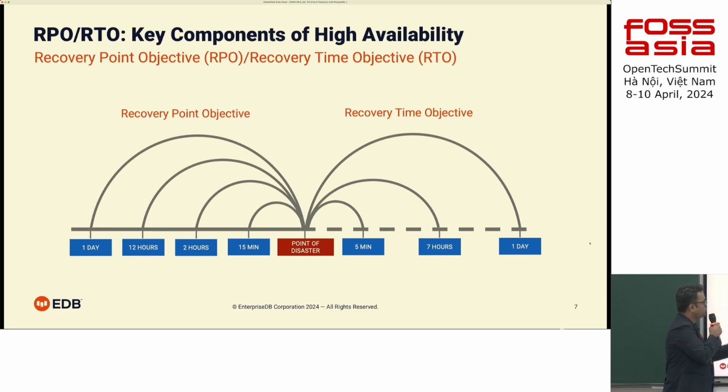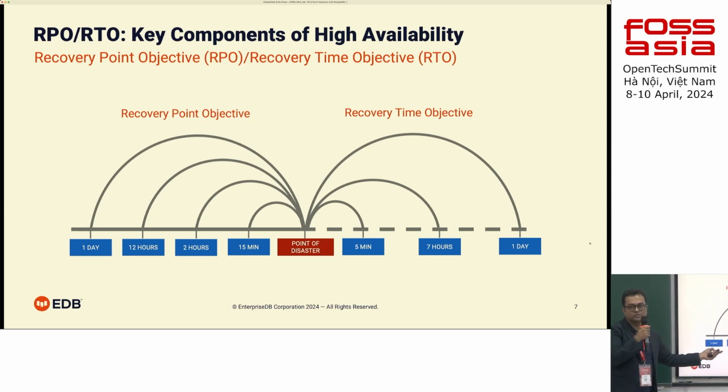This diagram shows you what RPO and RTO are: recovery point objective and recovery time objective. RPO is typically measured in terms of data loss: how much data loss you are okay with when the system fails. Of course, nobody wants data loss, but you need to trade off whether you want a few seconds of data loss or a few minutes of data loss. That's the RPO you need to measure.